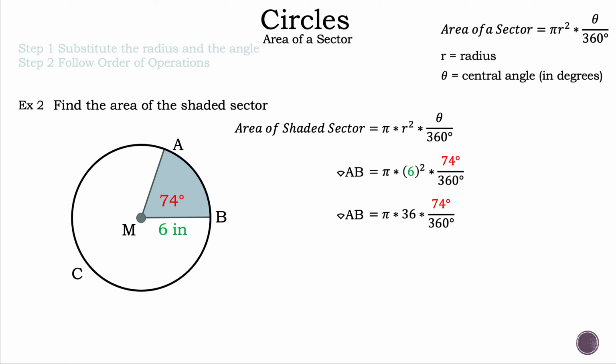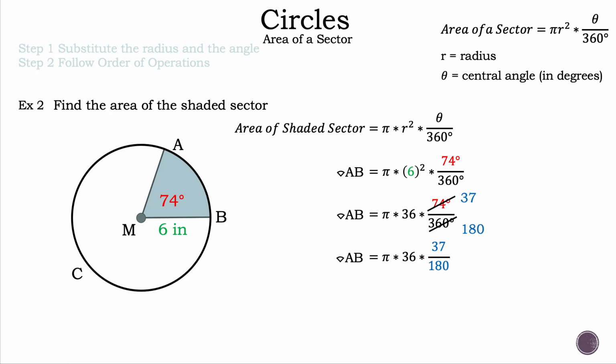And now we have sector AB is equal to pi times 36 times 74 degrees divided by 360 degrees. So we're going to simplify the degrees by dividing by 2 degrees to each number, and 74 degrees divided by 2 degrees is 37, and 360 degrees divided by 2 degrees is 180. So let's write down what we have so far. So we have sector AB is equal to pi times the 36 times 37 over 180.